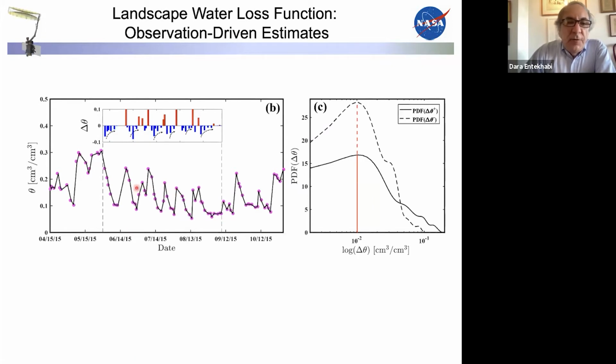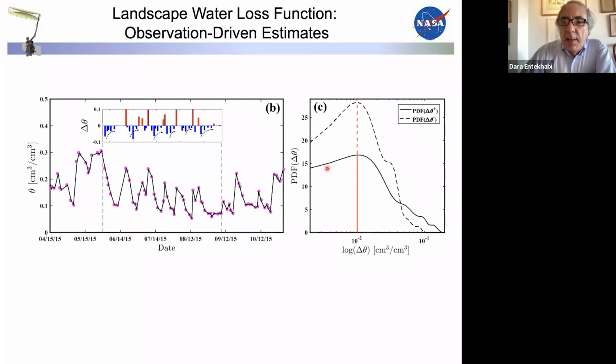And if the time series is statistically stationary, meaning that the landscape is not indefinitely gaining or losing water, it's just going up and down in its water content, then the distribution of the blue and the distribution of the red should have the same central tendency or mean. That means that if I accumulate all the red and accumulate all the blue, they should add up to 0. They should be the same.